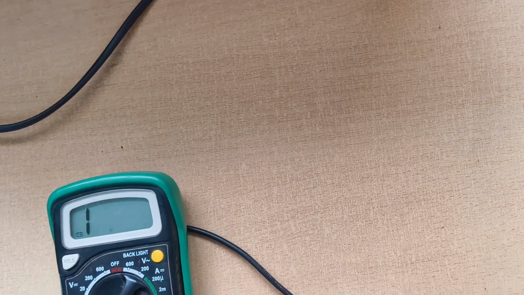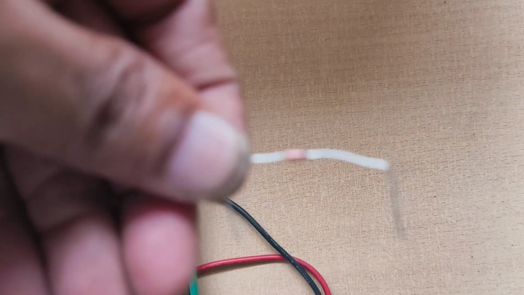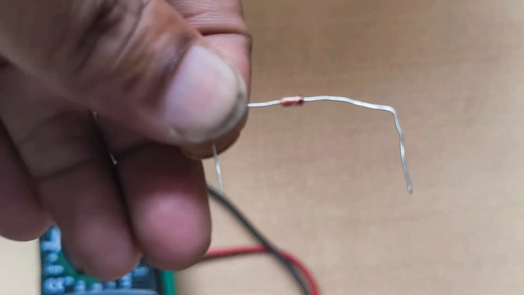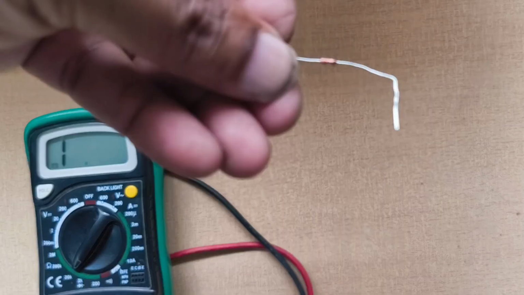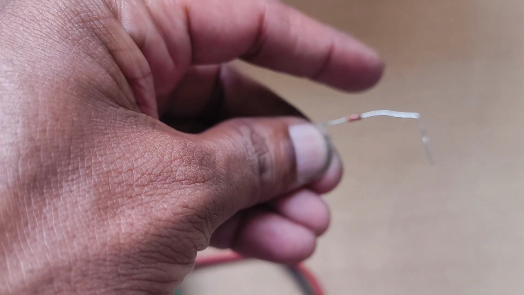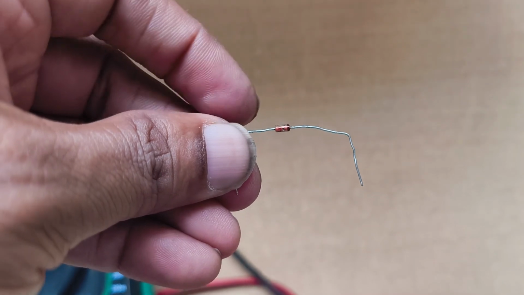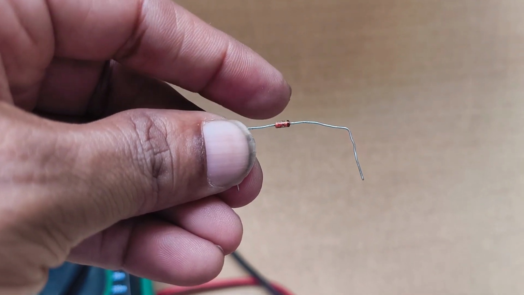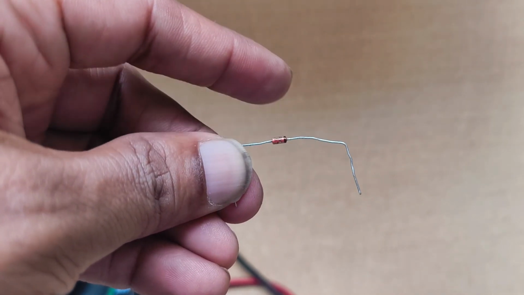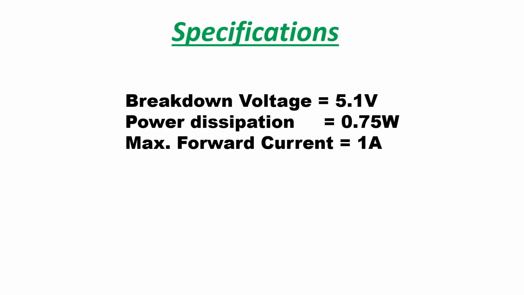One more component is the diode. The first terminal, on the left side, is called the anode, and the black one is called the cathode. This is a Zener diode: this is the anode, and this one is the cathode. Specifications of the Zener diode: breakdown voltage equals 5.1 volts, power dissipation is 0.75 watts, and maximum forward current is 1 ampere.